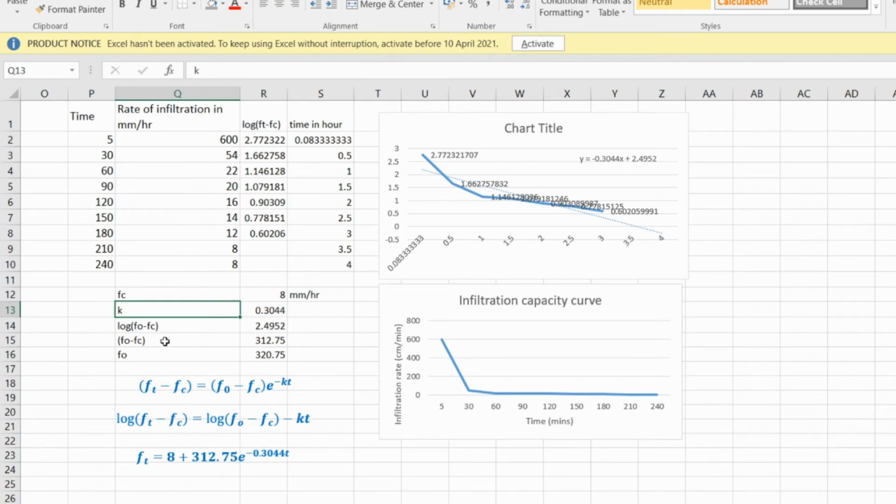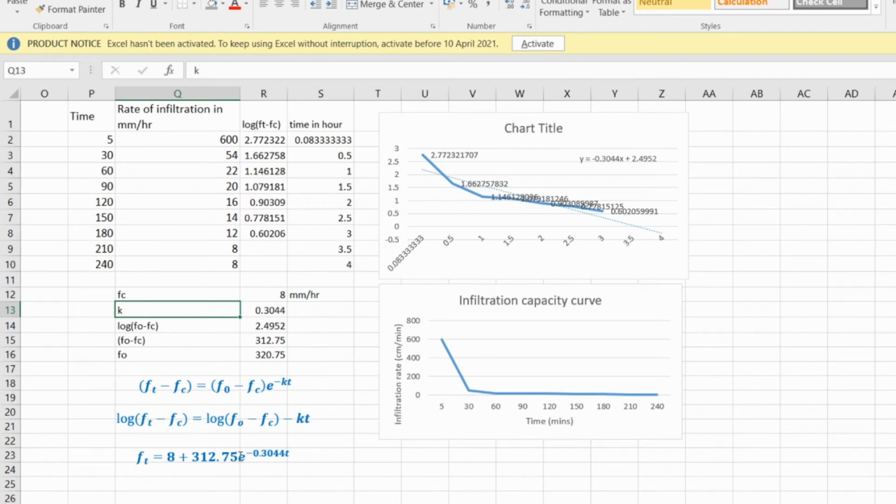Apply anti-log to this and you calculate f naught minus fc, which I got as 312.75. From this you can again calculate f naught. Substituting the values of f naught, fc and k in this equation, we can generate Horton's equation, or the exponential equation, which was asked in your question.